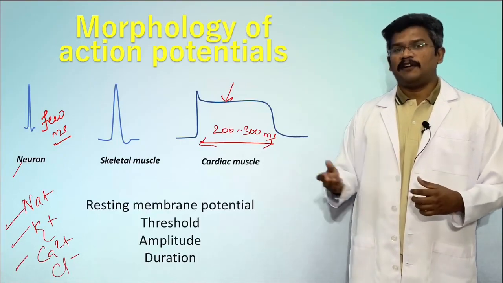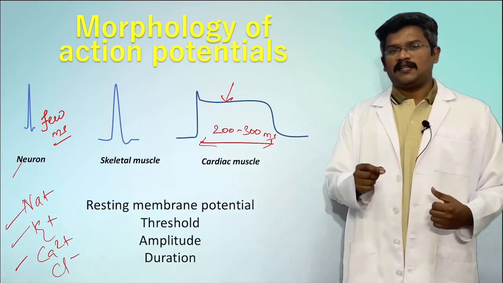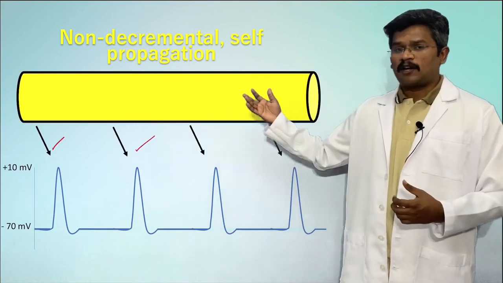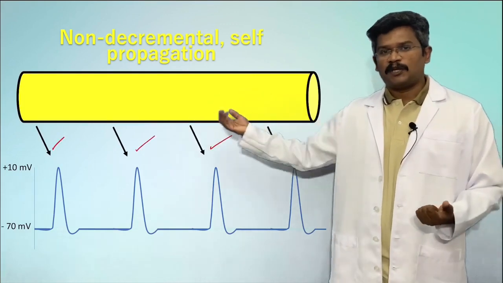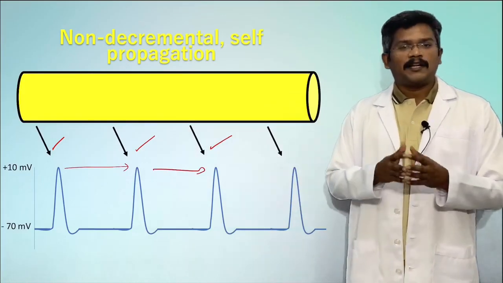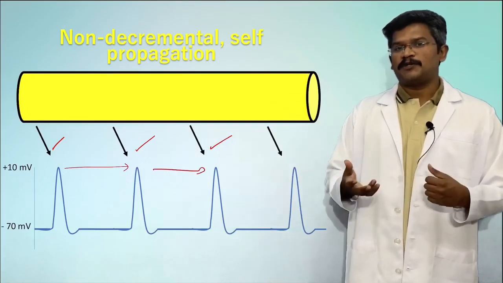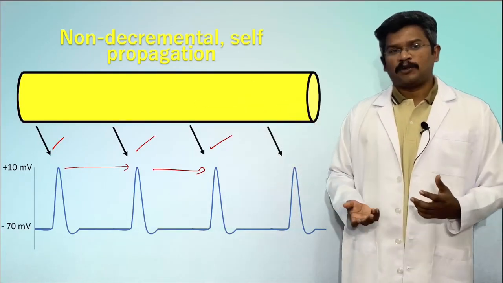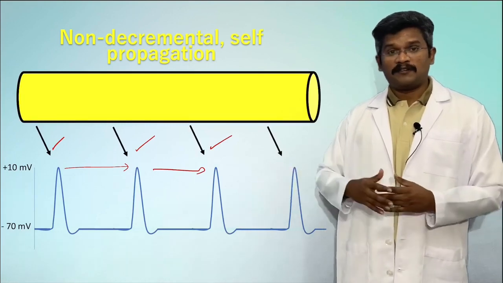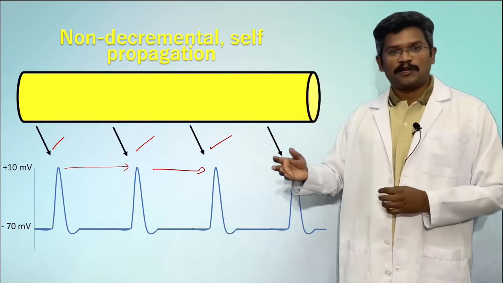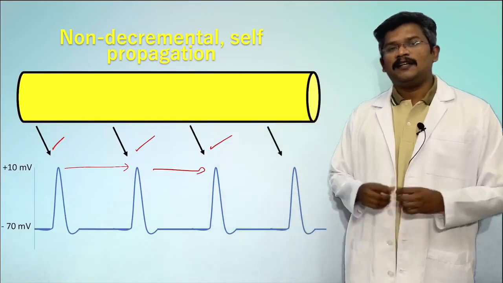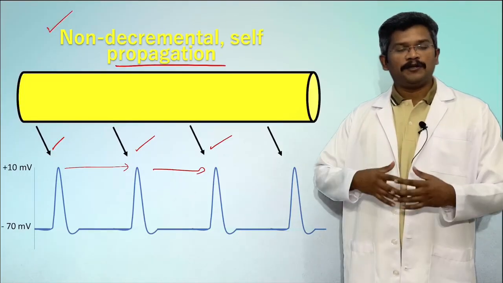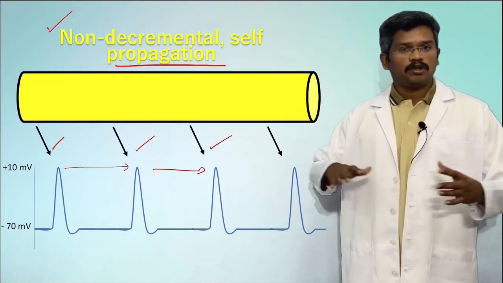Though different cells have different morphology of action potential, a given cell has the same morphology of action potential throughout its cell membrane. That is, wherever we record along the membrane in a given cell, the action potential morphology is going to look similar. That is because in a given cell, the pattern of distribution of voltage gated ion channels is similar throughout its membrane. So the magnitude of the action potential does not change throughout the membrane. Even if a neuron is a meter long, the action potential is going to look similar from the beginning to the end. This is called non-decremental self-propagation of the action potential, which is brought about by uniform distribution of voltage gated ion channels throughout the cell membrane.